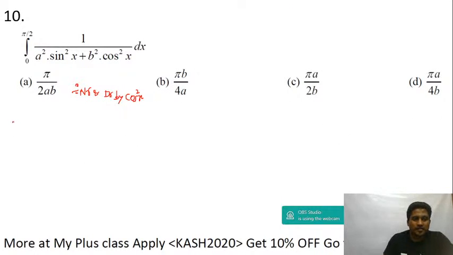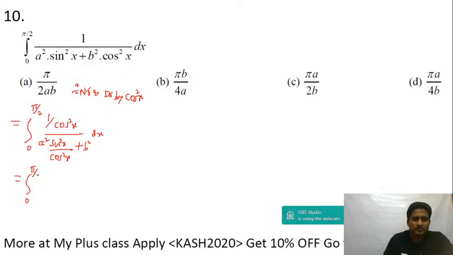So if I divide numerator and denominator by cos² x, integration 0 to pi by 2, 1 divided by cos², and then sin² upon cos², this is b². Cos² will get cancelled. 1 by cos is equal to sec. You get sec² x dx divided by b² plus, this can be written as a² tan² x. Is it not, guys? a² tan² x, the whole square.